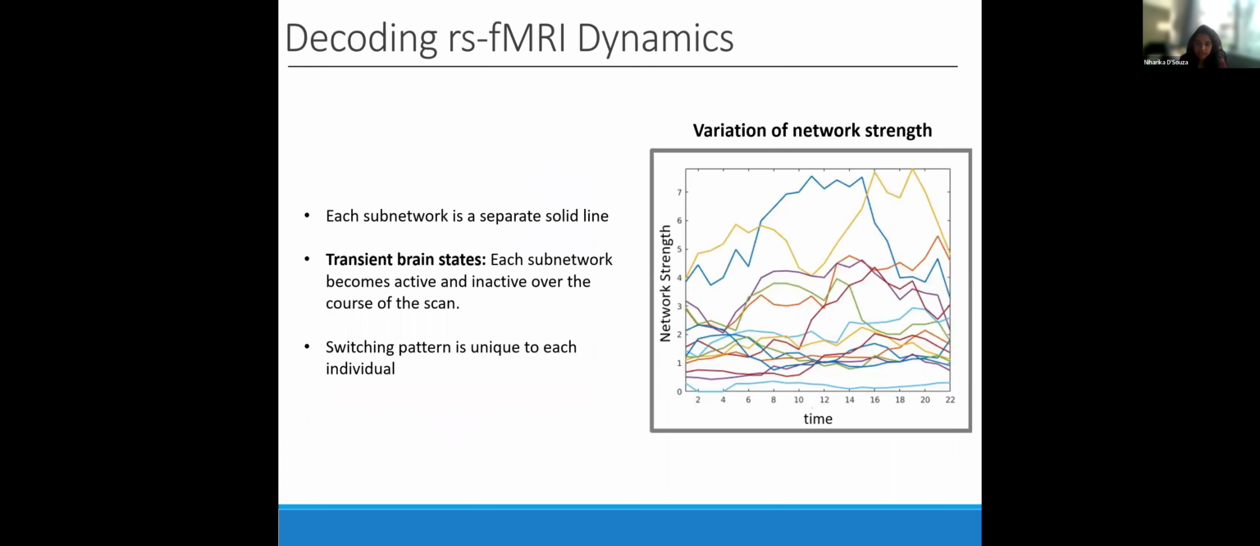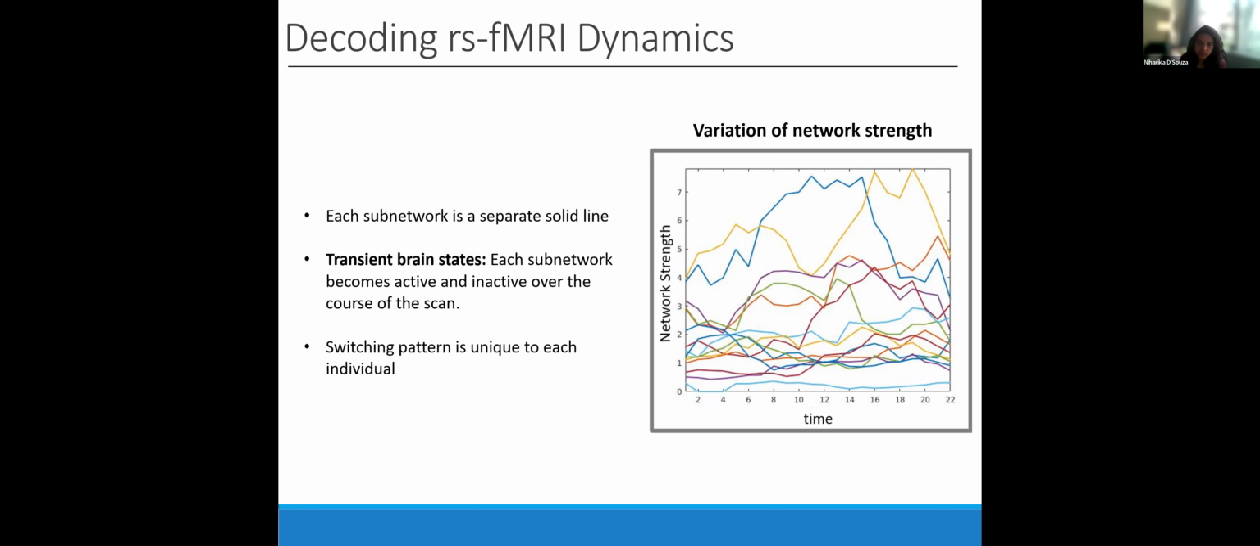Additionally, we can look at the network strength C of a representative patient as it evolves over time. In this plot, each solid line corresponds to one of the 15 different subnetworks. Here, we see that some networks become active and relatively inactive over the scan. This closely mirrors the transient brain states hypothesis in the resting state literature.